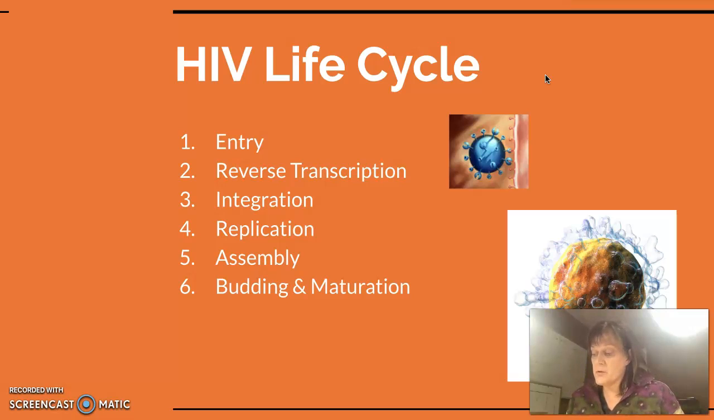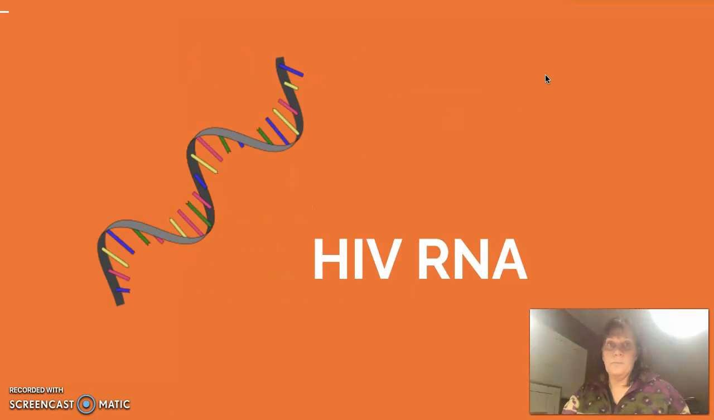is formed by transcription. We have assembly, where the new viral proteins and the enzyme move to the outer membrane. And then we have budding and maturation, where the virus bud is released from the host CD4 cell. So there are a few different drug classifications for treating HIV, and the one we're going to focus on here is AZT. And so next I'm going to describe that mechanism.